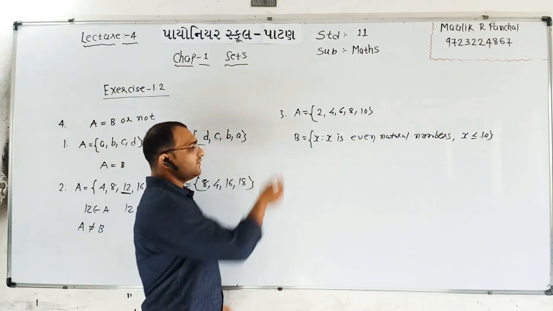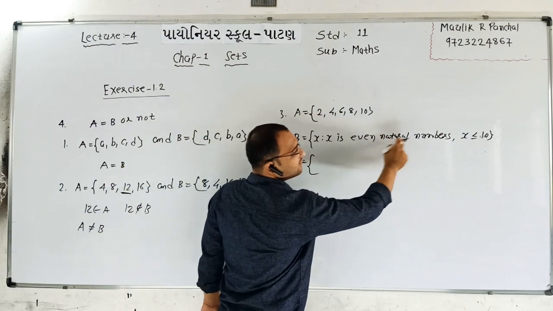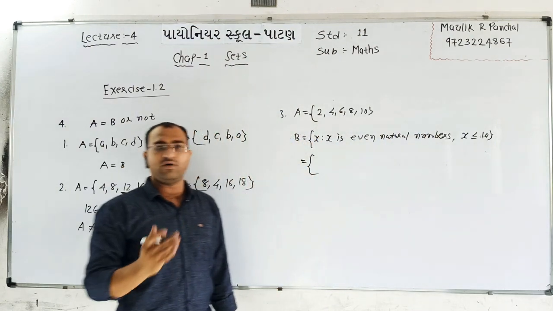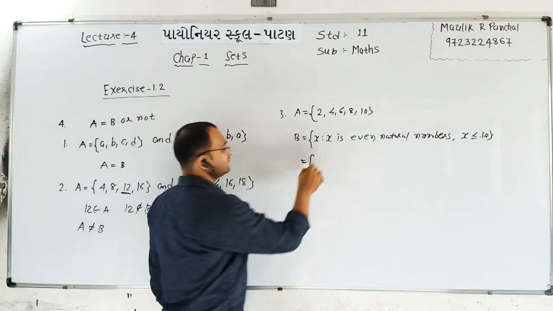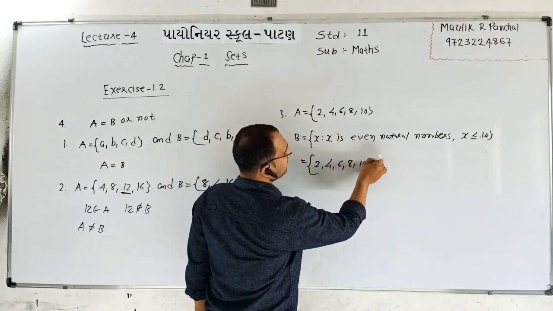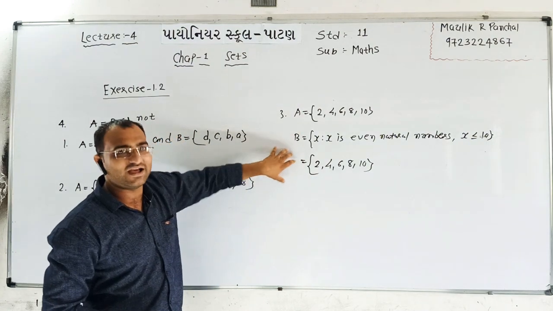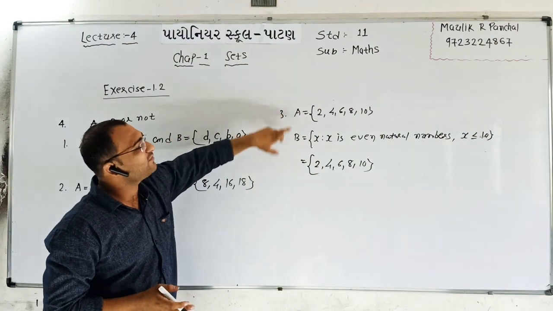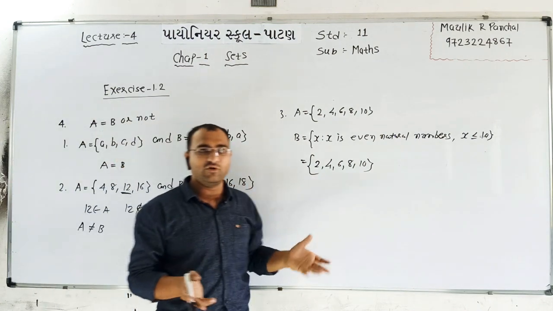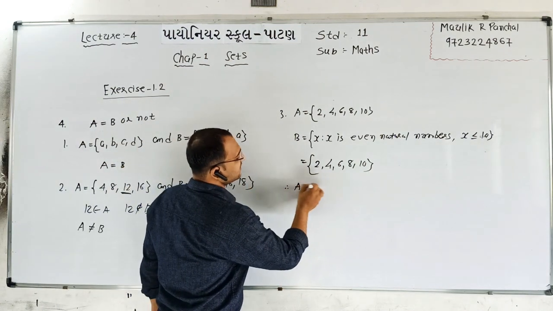First find the tabular form of B. x is an even natural number less than or equal to 10: 2, 4, 6, 8, 10. Members of A and members of B are clearly shown. Both have the same members. That means A equal to B.